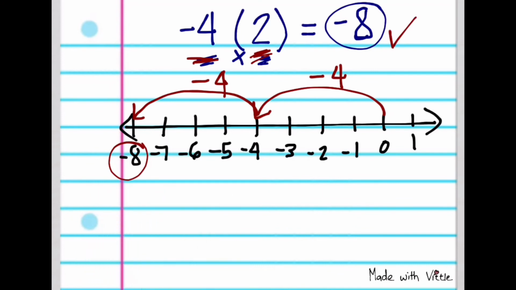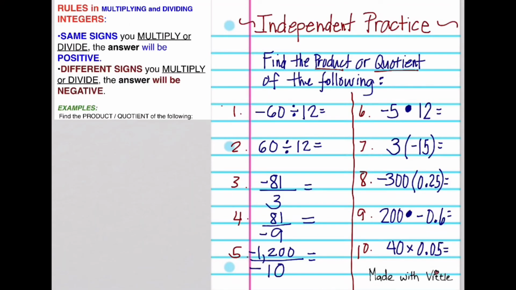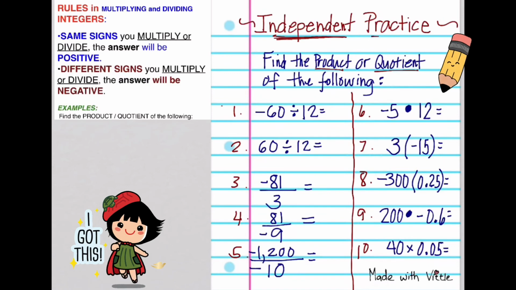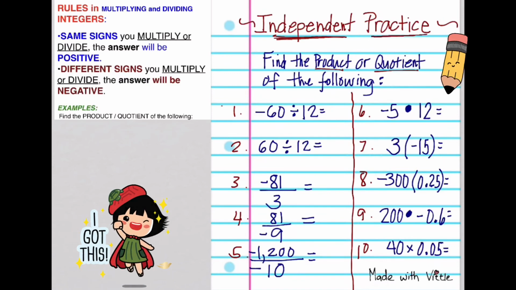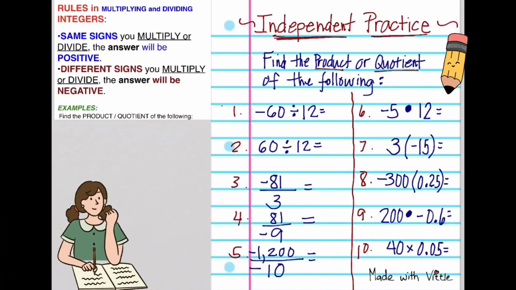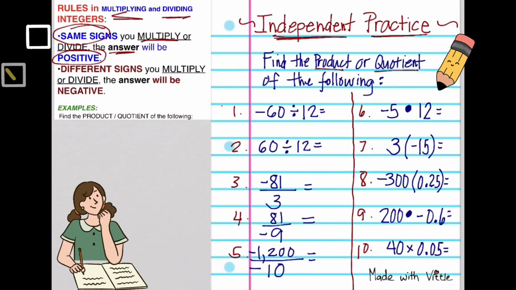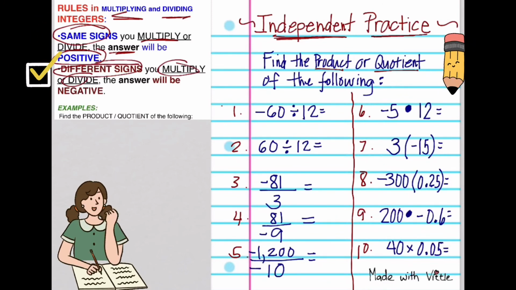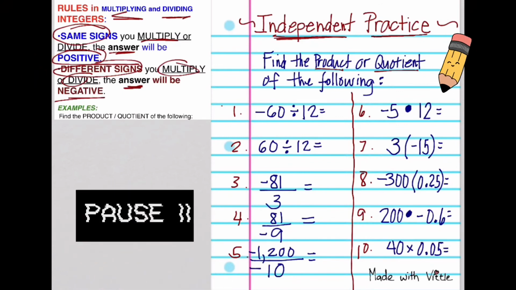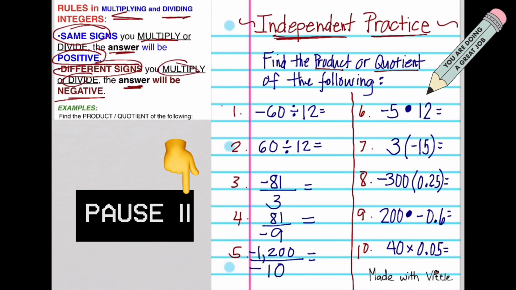Okay? Now it's time for you to practice on your own independently. Write this down, copy everything in your notebook or math journal, and then carefully apply the rules in multiplying and dividing integers. Remember, if they're the same signs you're multiplying or dividing, the answer will have a positive sign. And if you are multiplying or dividing integers with different signs, the answer will always be negative. So go ahead, pause this video, and make sure you double check your work. Good luck!